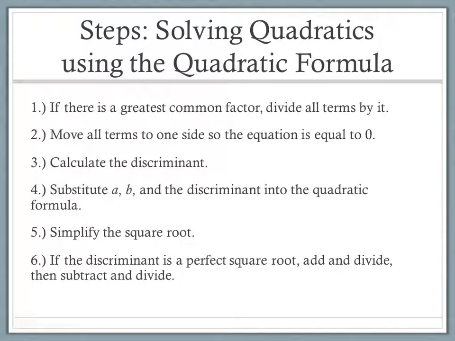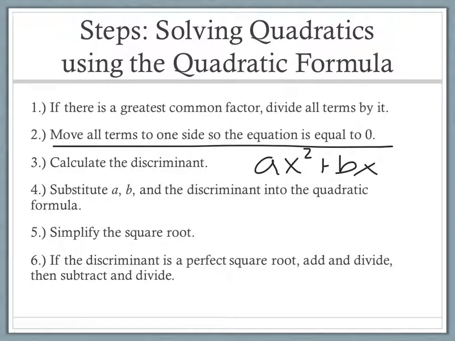But before we do that, here are some steps. Really the big thing for the quadratic formula is you've got to move everything over to one side to equal 0. So it should look like ax squared plus bx plus c equals 0. Okay, here are our steps. So if you ever need to look back at them or you're stuck, you can say, okay, have I done this yet? And kind of go through that checklist.